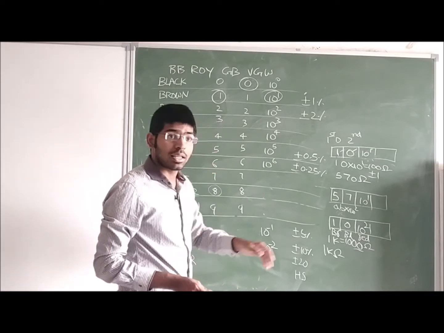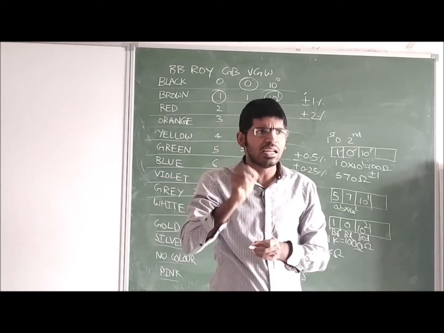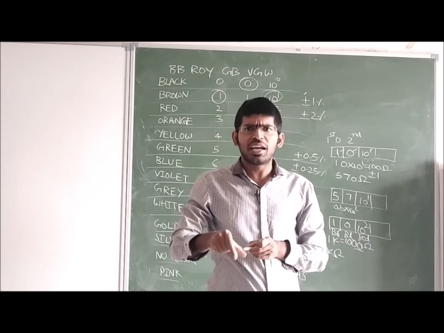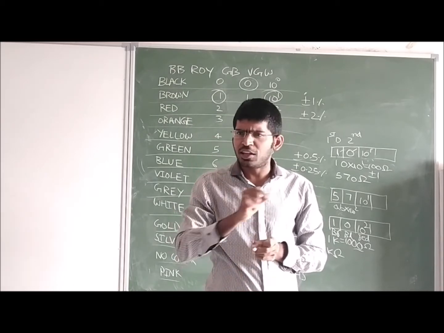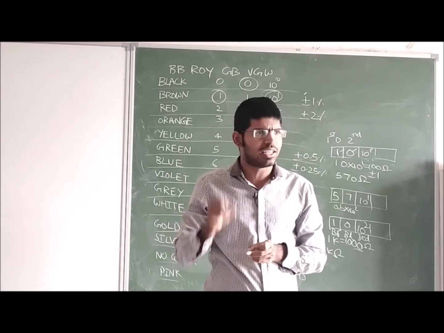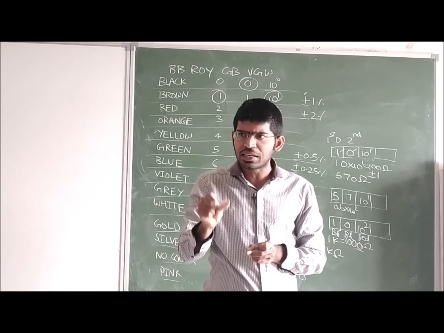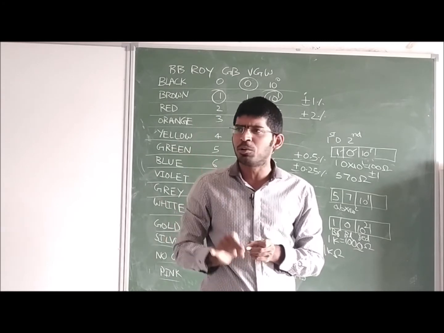When we use the pink color, then there is no tolerance. It is very highly stable. If we say it is a 100 ohm resistor, there is no 99, there is no 101. The value is 100, whether you use it today or tomorrow or the day after tomorrow. So this particular resistor is highly stable.